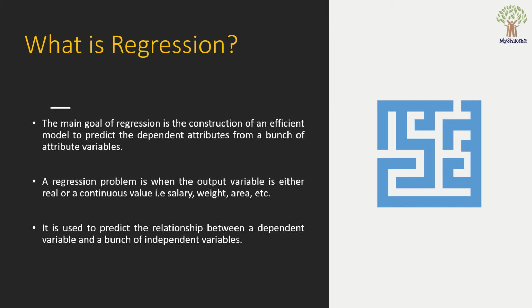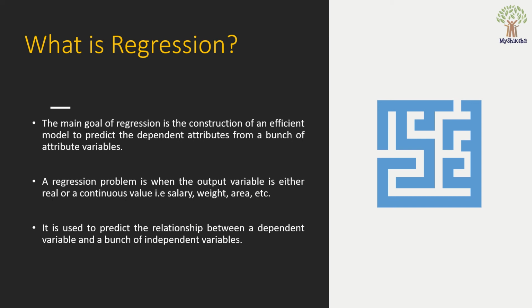Like for example, salary. It can be any number, right? You can't put it as either-or. Weight, you can't put it as either-or. You have to give it like 50 kgs, 70 kgs, 90 kgs. There will be a number associated with it. Area in the same way, like 500 square feet, 700 square feet, you can mention it in the form of a number, a continuous variable. So regression helps you to identify that continuous value. It is able to predict that continuous value from the set of independent variables which are going in as input.